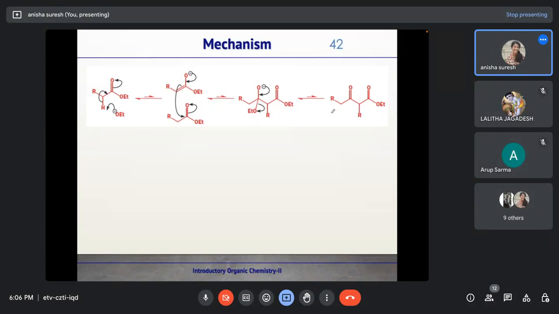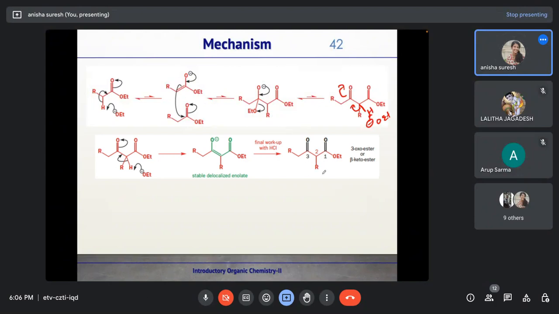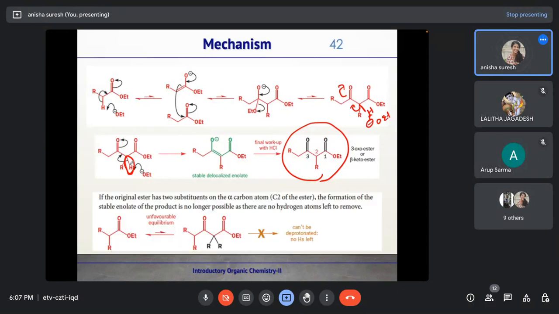For the reaction to be irreversible and give a good yield, this proton again will be abstracted, and upon hydrolysis it will give the beta keto ester. So the presence of this alpha hydrogen is important for giving better yield of this product. If the original ester has two substituents on the alpha carbon atom, the formation of the stable enolate of the product is no longer possible as there are no hydrogen atoms left to remove.